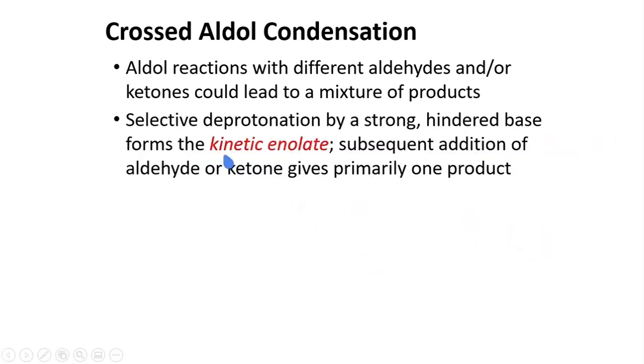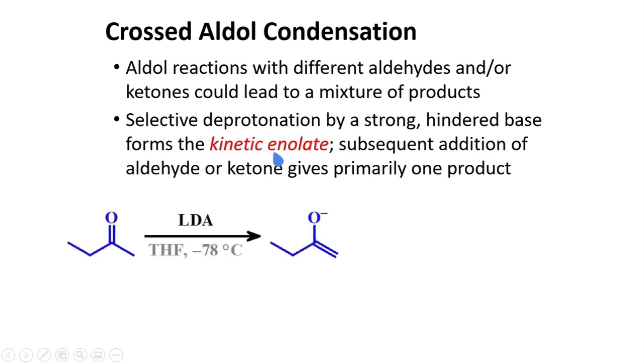Despite these challenges, there are methods available where you can do cross-aldol reactions. You can do selective deprotonation by a strong hindered base to form the kinetic enolate, such as the case for LDA. So here you have two possibilities. The proton may be taken from here and the proton may be taken from here. But LDA is a hindered base, and in this case a very low temperature is used to enable removal of the proton only at this location. This enolate will be formed selectively and not this one.